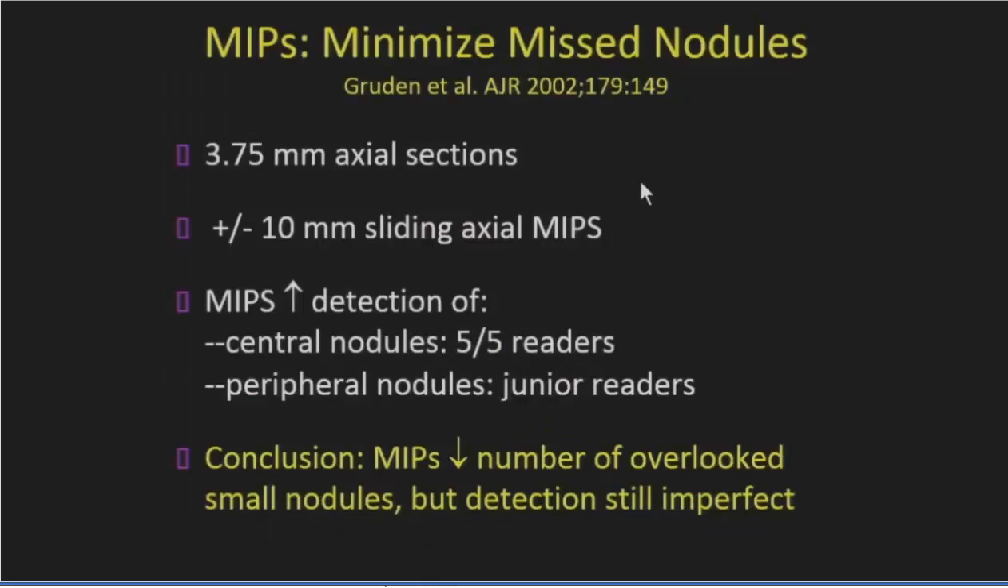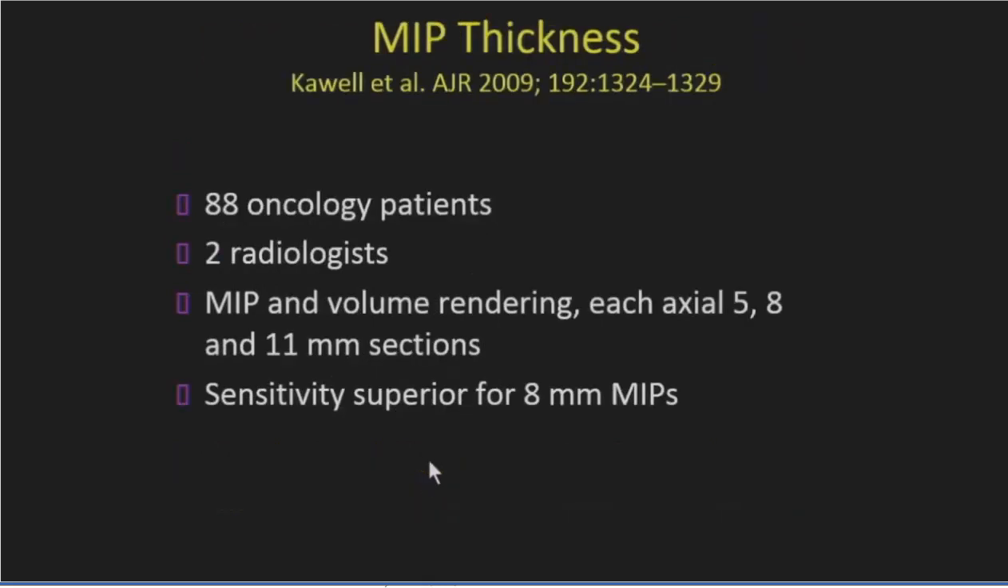So Gruden and colleagues did study the value of MIPs and did show that detection of central nodules was improved using MIP images by all readers in the study. And even for the junior readers, MIPs helped for detection of the peripheral nodules. And they concluded that MIPs can decrease the number of overlooked small nodules, but nodule detection is still imperfect. So now in terms of MIP thickness, what is the best thickness for MIPs? This investigation in the AJR looked at 5, 8, and 11 millimeter sections, and they identified that 8 millimeter sections were the best for improving the ability of radiologists to pick up lung nodules.